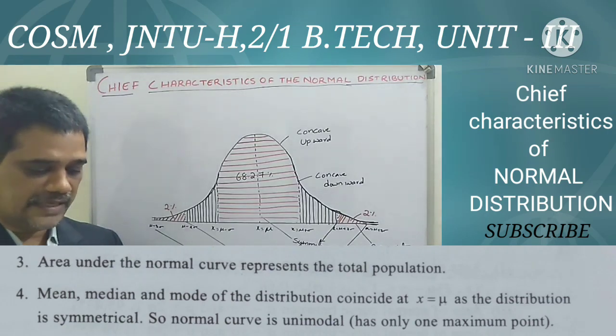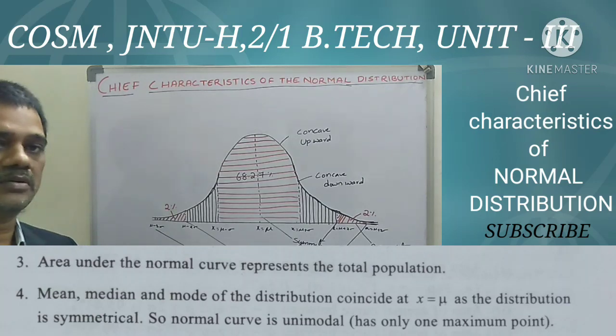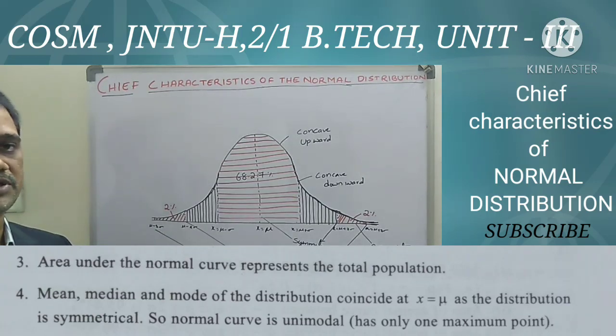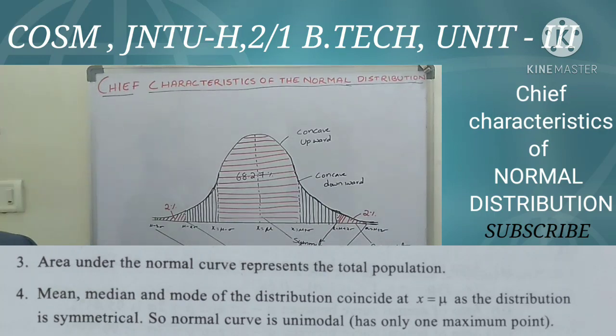The fourth one is that the mean, median and mode of the distribution coincide at x equals mu, as the distribution is symmetrical. So the normal curve is unimodal. It is a unimodal distribution we can call it. Why? Because mean, mode and median are all equal for this distribution. Because of that we can call this a unimodal distribution.